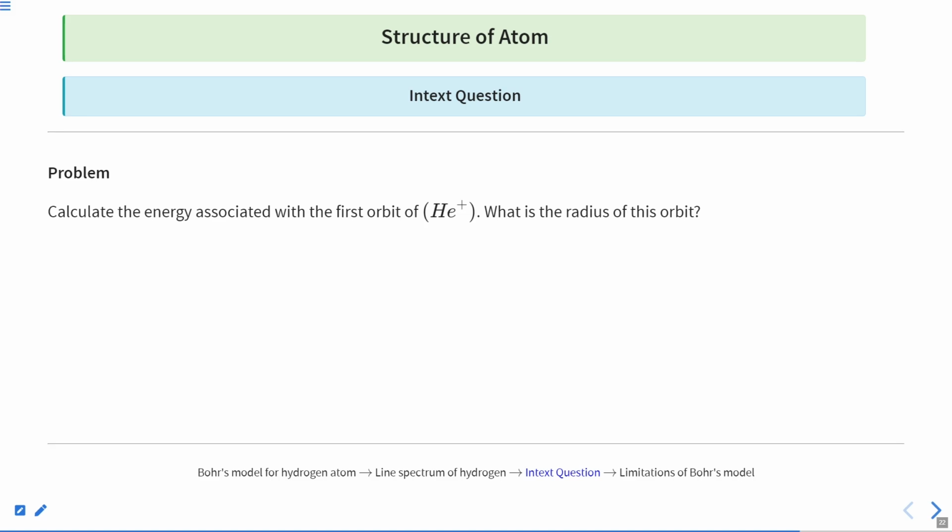Okay, what is the radius of this orbit? So what do we have to calculate? We have to calculate the energy associated with the first orbit of He plus, and the radius also. Suppose we have to calculate this energy in joules. It is not written here.